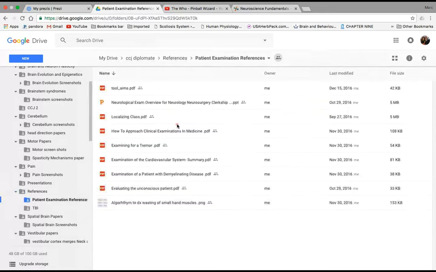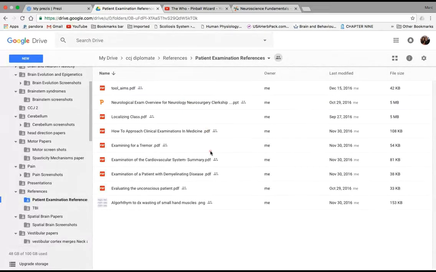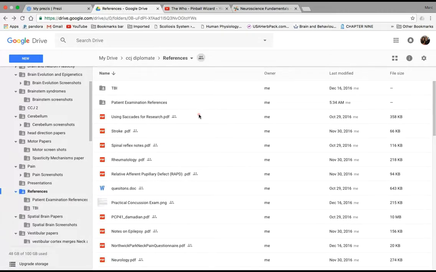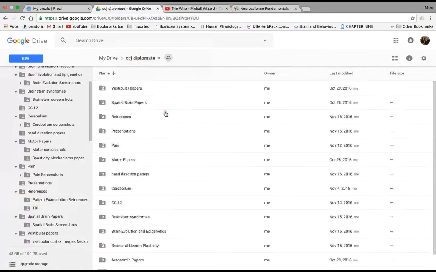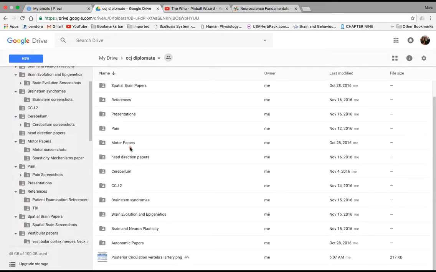There are some tools in here that we'll go over today and make sure that you know they're here in case you have to access them. Things like how to examine a patient with a tremor, how to localize a lesion, evaluating patients with demyelinating disease. So there's lots of resources in here that you'll be able to utilize for as long as we have access to a Google Drive. And this is a document that I'll continue to organize and make available to you.